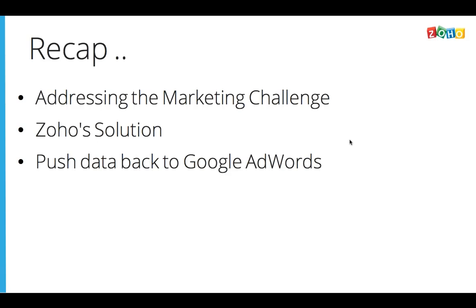Now, the data being pushed back to Google, this process is called offline conversion tracking. As of now, we have mapped it to just 3 fields. The 3 fields are, one, at the time of the lead or contact being created. The second is when the lead or contact is actually qualified and passed on to the next stage. And third is when the potential is actually closed or closed won, depending on how your sales process is.